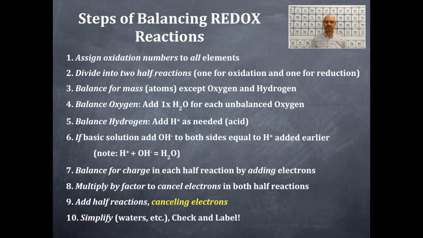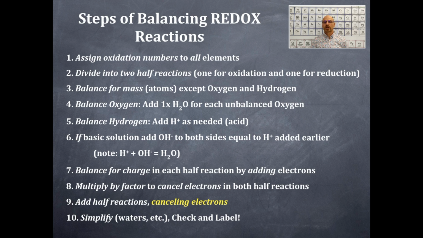Number six, if in a basic solution, you're going to add hydroxide ions to both sides, this is critical, to both sides, equal to the number of hydrogen ions that I had added earlier in step number five. And remember that one hydrogen ion plus a hydroxide ion is equal to one HOH, which is an H2O water. That's critical.